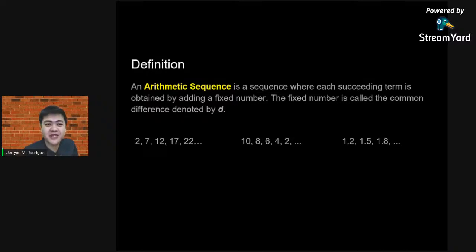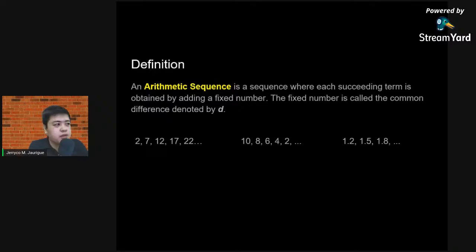An arithmetic sequence is a sequence where each succeeding term is obtained by adding a fixed number. This is the definition in your module. The fixed number is called the common difference, denoted by d. I have here 3 sequences. Let's see if they are all arithmetic sequences.